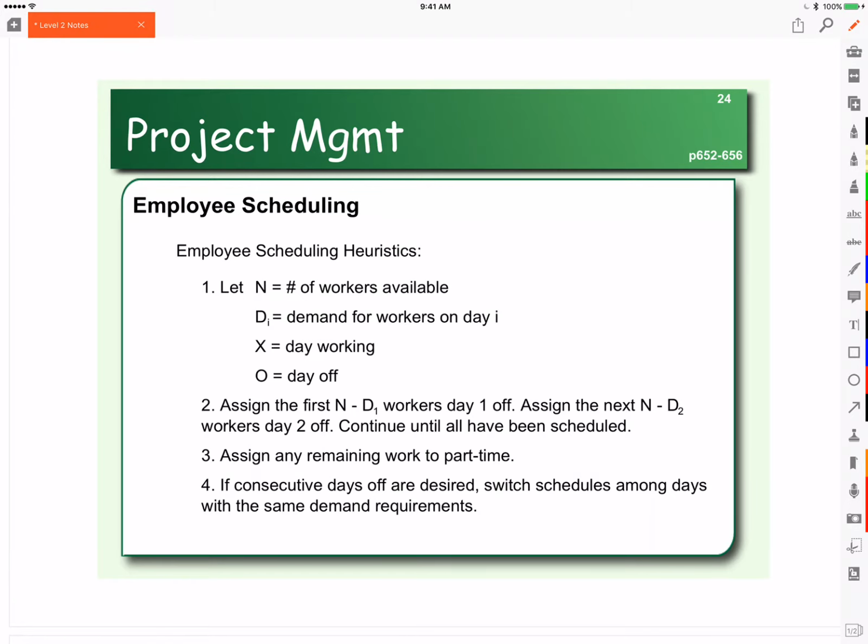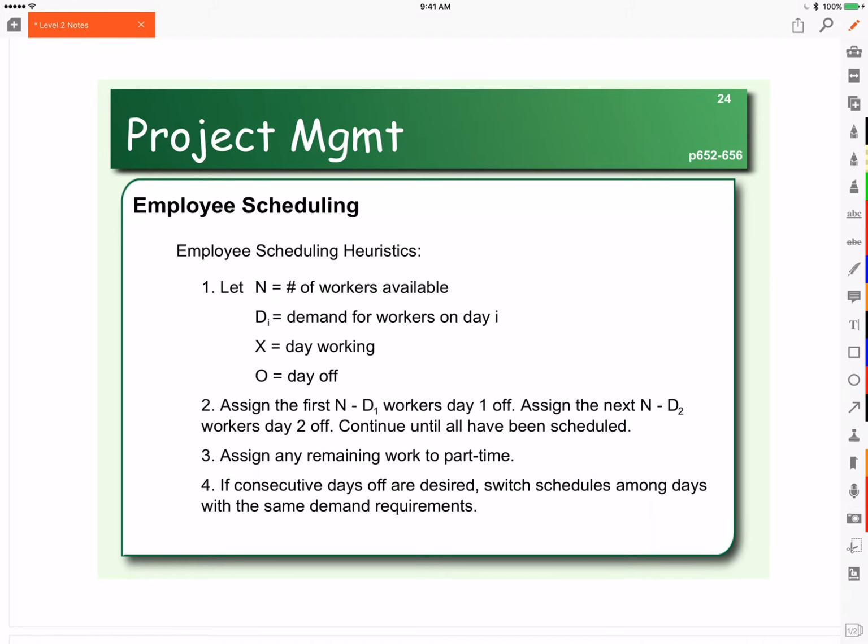Well, we're going to assign the first X number of workers the day off. And we find this number based on taking the number of workers available minus the demand for workers. So for example, if we have 5 workers and we need 3 workers on staff, then that means 2 workers get the day off. So the first 2 workers in our list will get the day off, the next 3 will work. Then the next day, we will assign days off to the next people in the list who didn't have the previous day off.